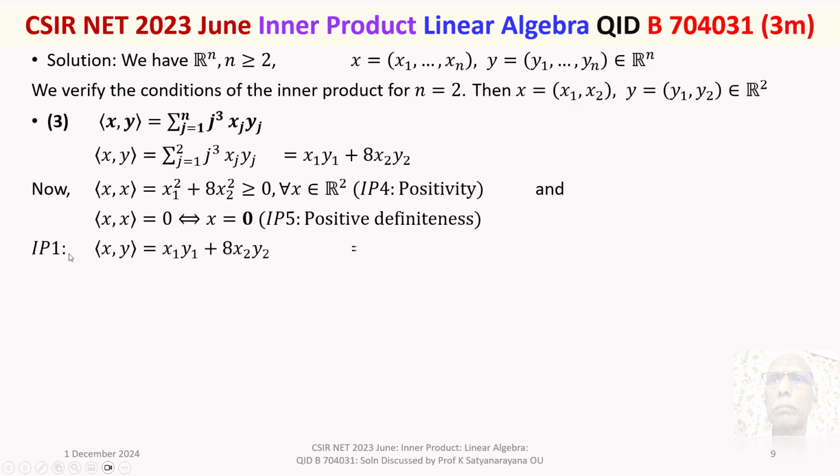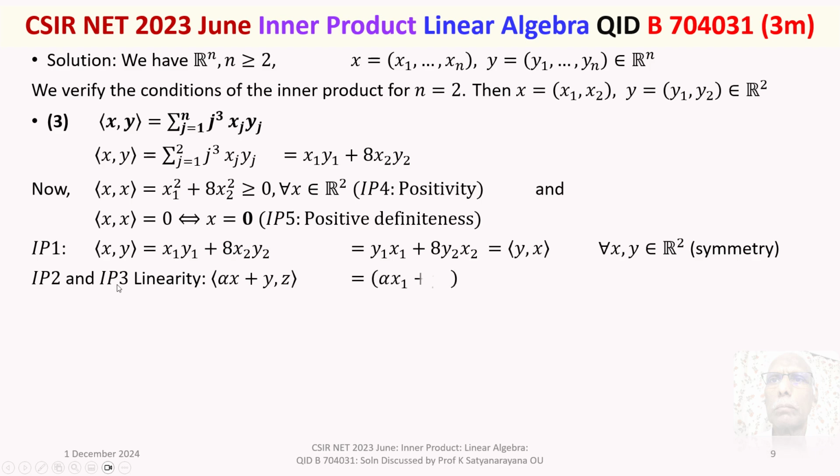We move on to IP1. X comma y is x1 y1 plus 8 times x2 y2, which is same as y1 x1 plus 8 times y2 x2 because of commutativity, because these are all real numbers. It is the bracket of y comma x. So that's x comma y is equal to y comma x. It is the symmetry property, and we are in R square. Our field is the field of real numbers. Therefore, the bar, the conjugate, will not be there, and it will be x comma y is equal to y comma x, which is symmetry. Symmetry property is also satisfied.